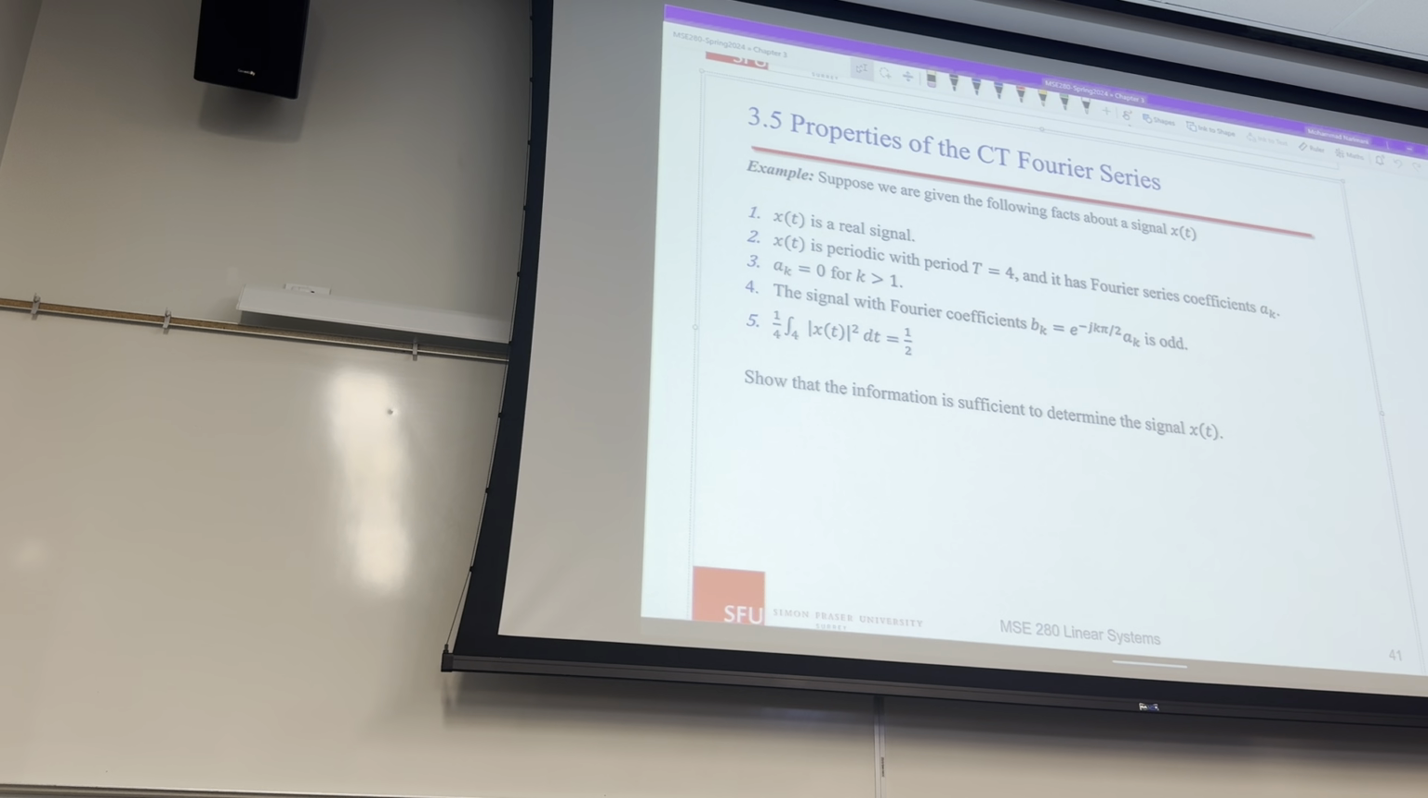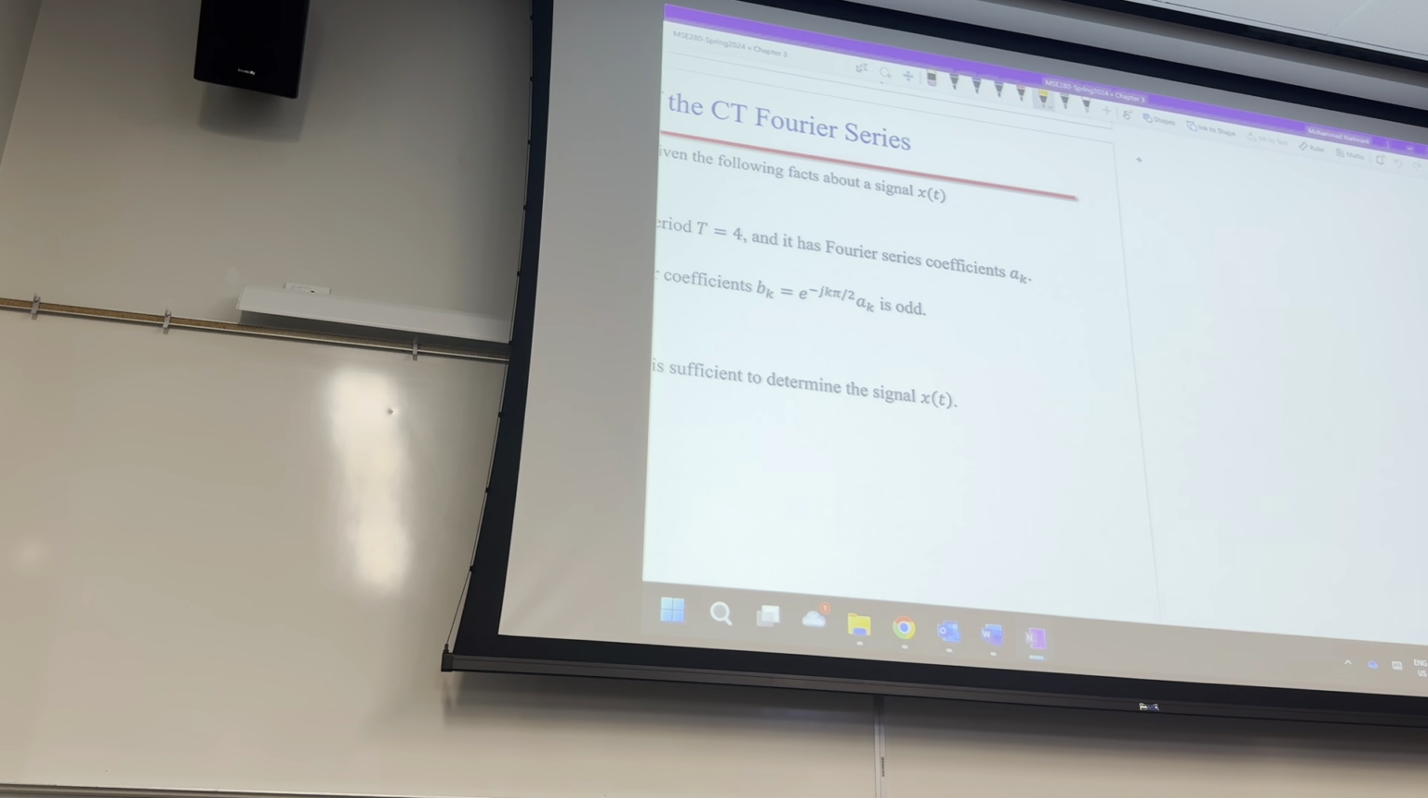Okay, x of t is a real signal. Remember that we are talking about Fourier series, and when we are talking about x of t as a real signal, then we have to interpret everything that we are learning in here from time domain to frequency domain or the other way. Can you remember what was the property for x of t real signal? A negative k equals A k star. Yes, a minus k equals a star k. So this was the first one.